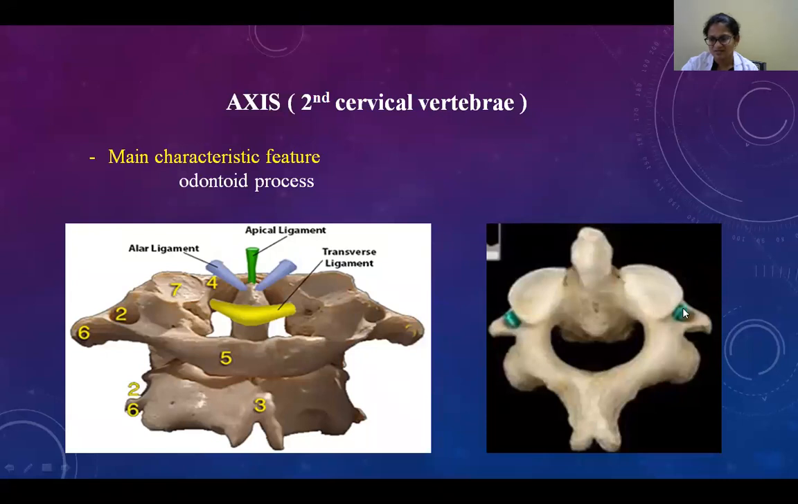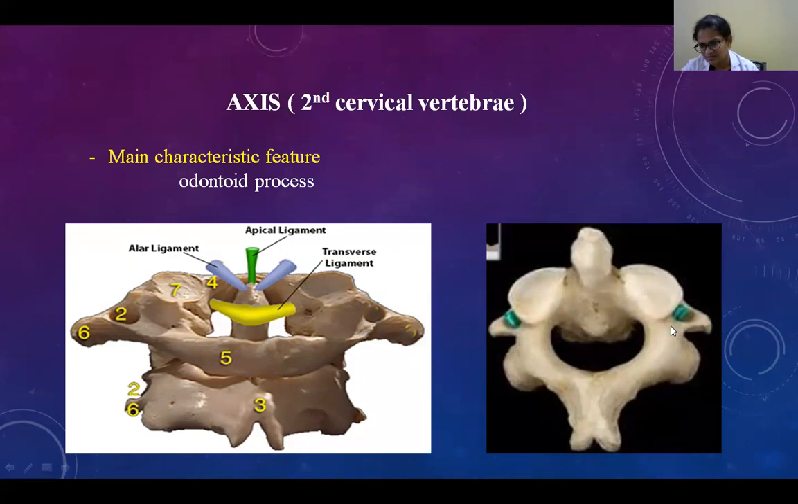These superior articular facets face laterally upwards, and are flat and circular in shape. They articulate with the inferior articular facets of the C1 vertebra, also called the atlas, and form the atlanto-axial joint. This is the atlanto-axial joint. And next, these are the superior articular facets.